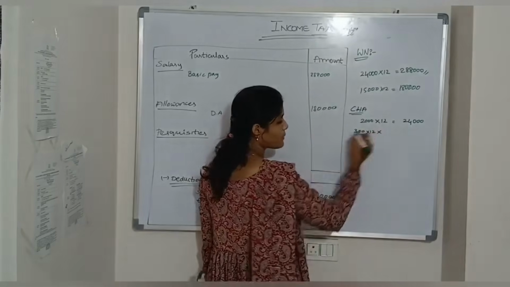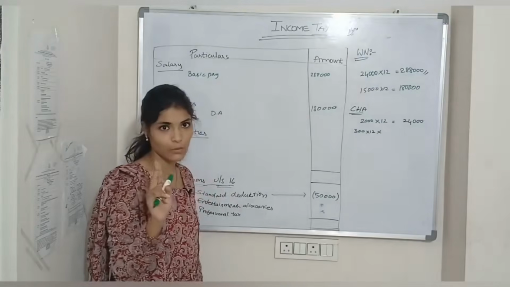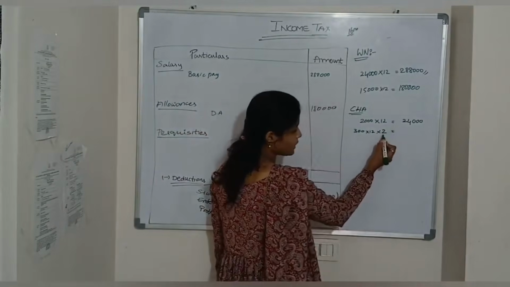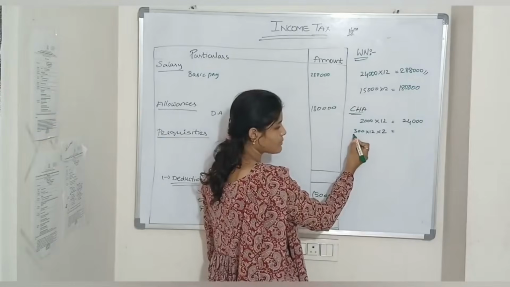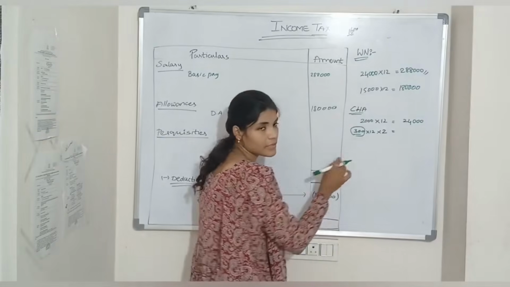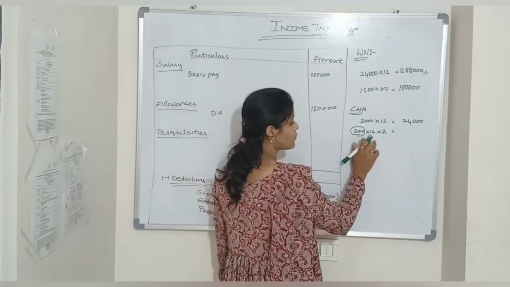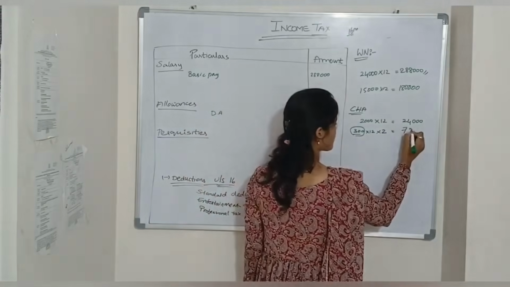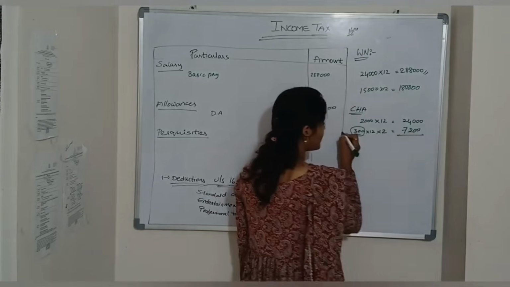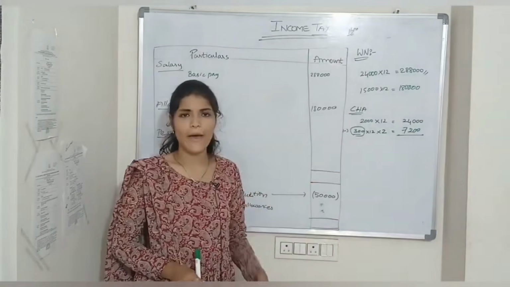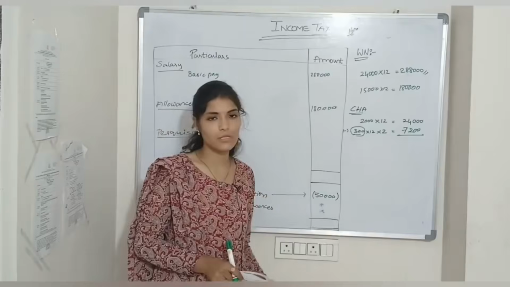Here how many children are there? 2 children. So into 2, since there are 2 children and 12 months, this per month 300 will be the default. So if you do 300 into 12 into 2 it means 7,200. You need to deduct it. You are getting a discount. Out of 24,000, I am giving a discount of 7,200.